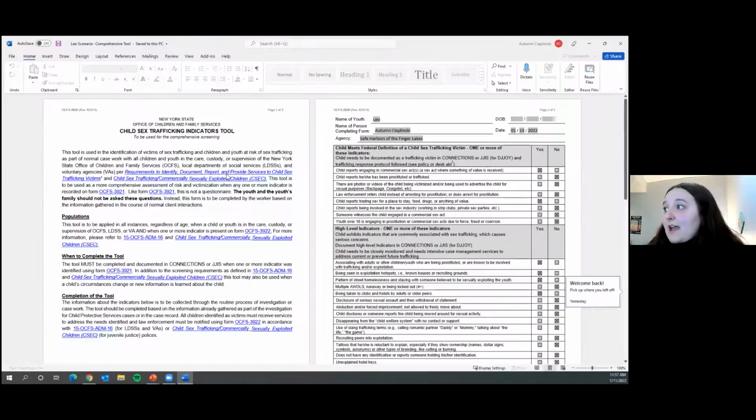All right, so yet again, the instructions are on the first page. Always important to fill out that top part. So now we'll go through the federal definition. Child reports engaging in commercial sex acts. Yes, so Leo engaged in sex.